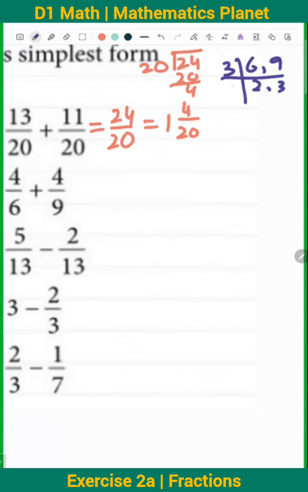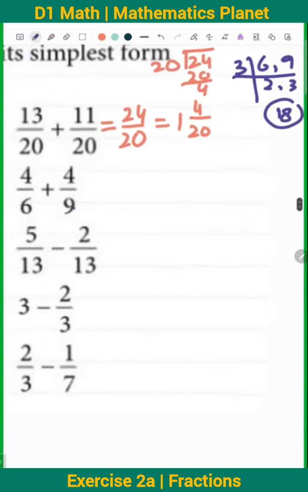you need to find the least common multiple. It would be 3 times 2 is 6. 6 times 3 is 18. So you can make both of the numbers to 18. The target is that you find the least common multiple of 6 and 9. The least common multiple of 6 and 9 is 18.